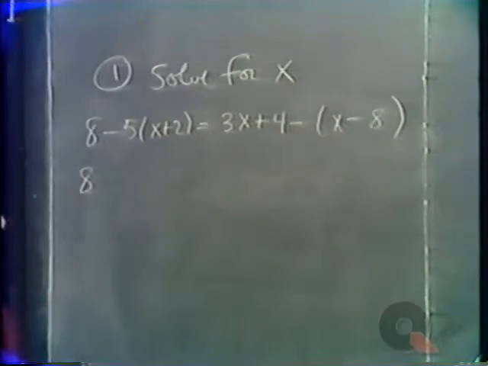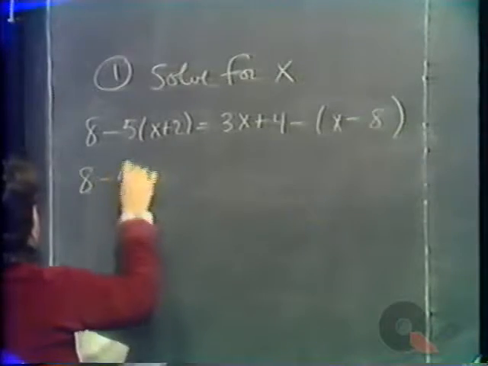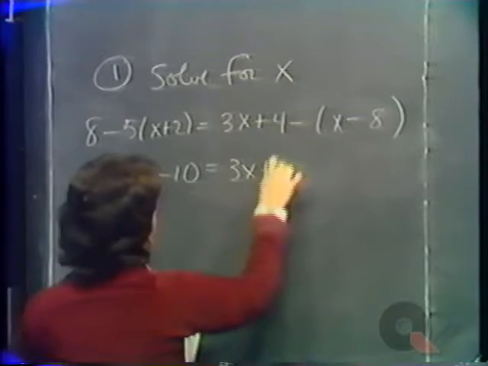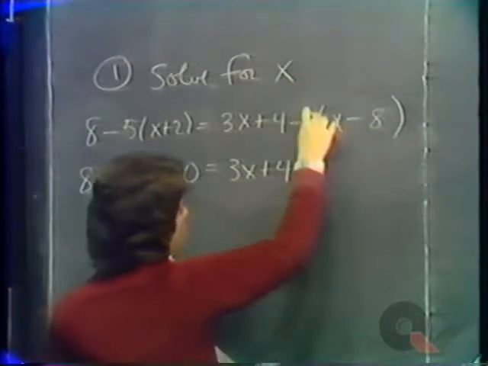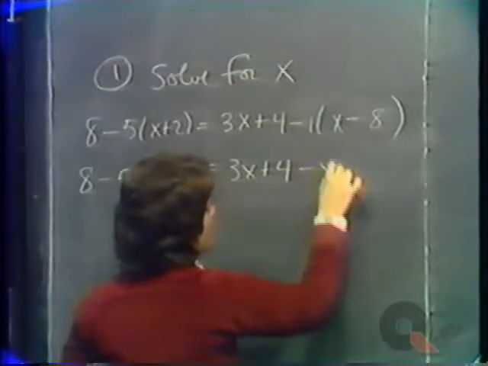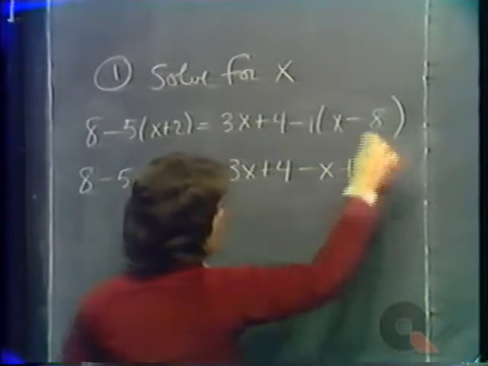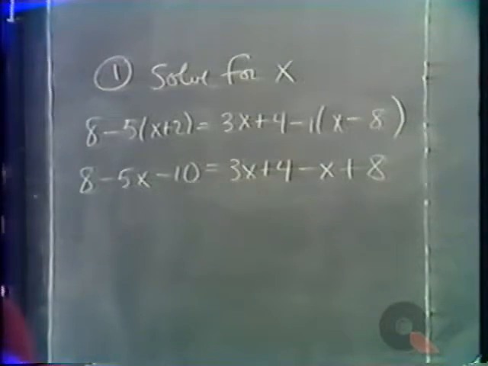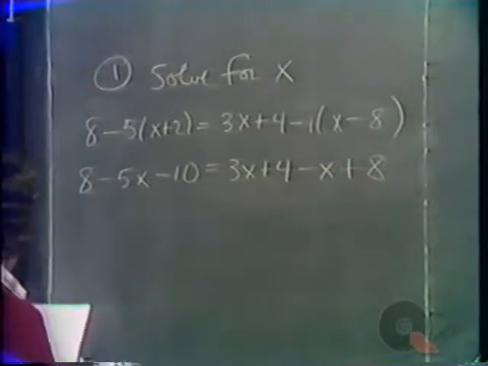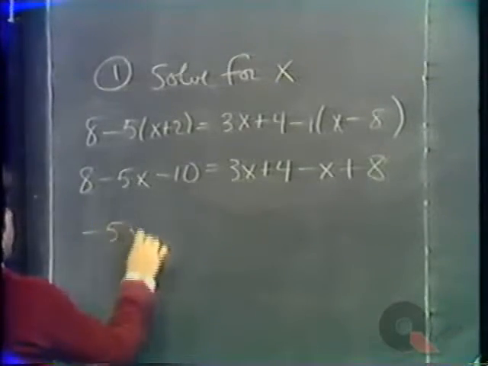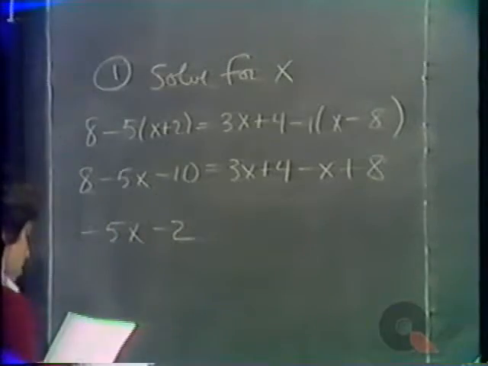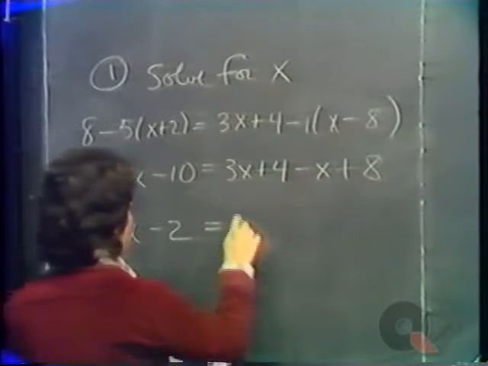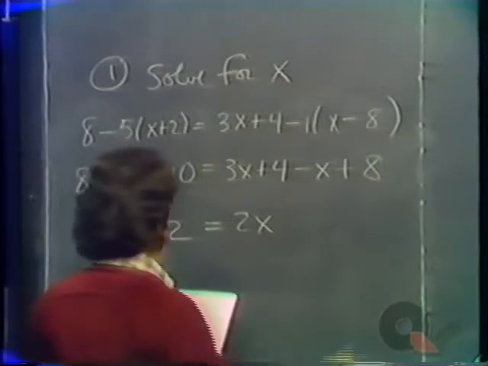Let's distribute the minus 5 through the parentheses. We have minus 5x minus 10 equals 3x plus 4. Subtracting this is the same as distributing a minus 1. Minus 1x. Minus 1 times minus 8 is plus 8. Now let us simplify each side independently first, looking for like terms to collect. We have minus 5x. 8 minus 10 gives us minus 2. 3x and the minus 1x make 2x, plus 4 and plus 8 make plus 12.